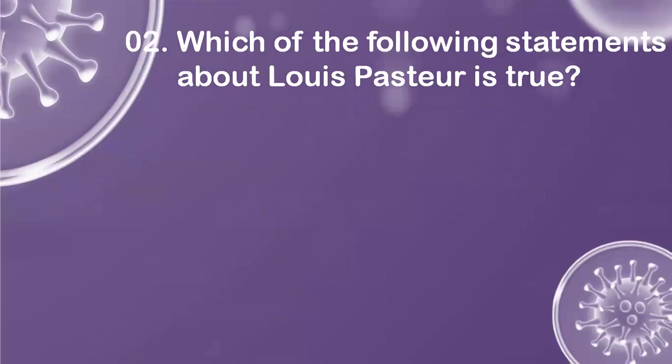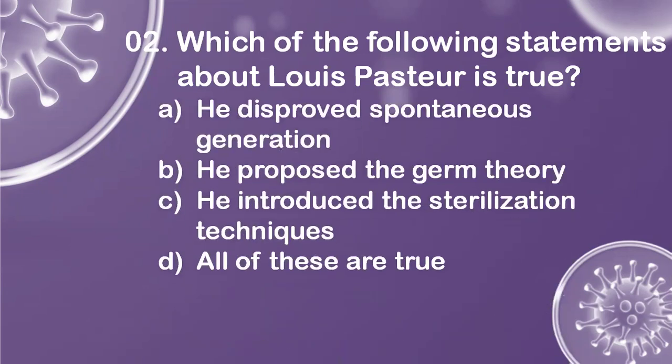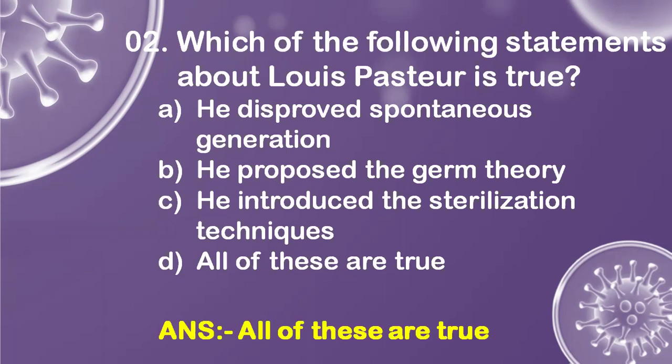Next question. Which of the following statements about Louis Pasteur is true? Option A, he disproved the theory of spontaneous generation. Option B, he proposed the germ theory of disease. Option C, he introduced sterilization techniques. Option D, all of these are true. Here, the right answer is all of these are true.